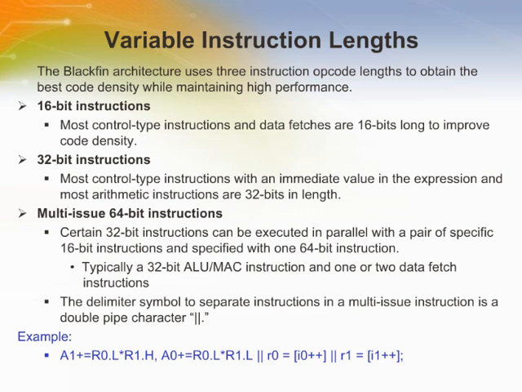There's also a multi-issue 64-bit instruction, and this allows us to combine a 32-bit opcode with a pair of 16-bit instructions, typically an arithmetic operation with 1 or 2 data fetches. In the example, there is a dual multiply accumulate operation in parallel with a dual 32-bit data fetch. This parallel pipe operator is used to tell the assembler to combine these instructions at the same time. What happens is, as a 64-bit opcode, these 3 instructions go through the pipeline together so they all get executed at the same time.